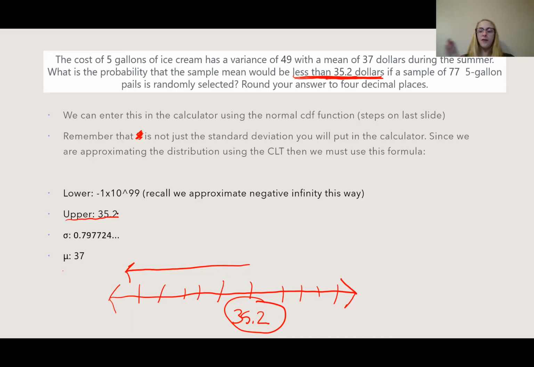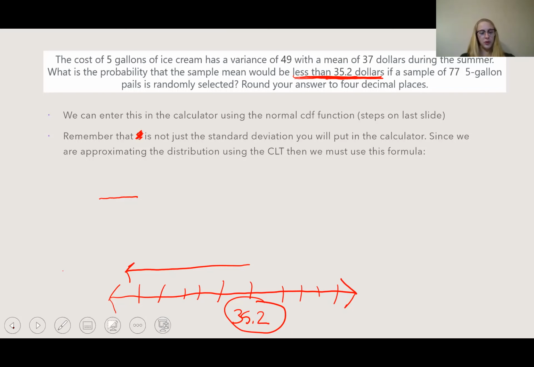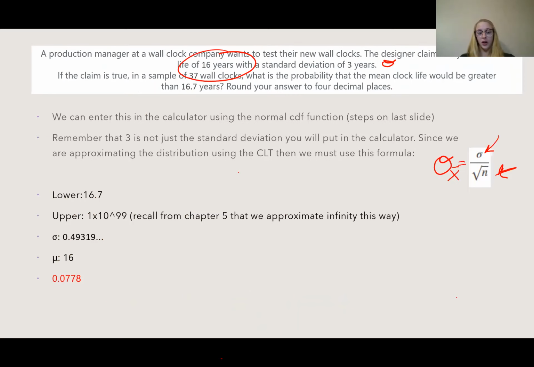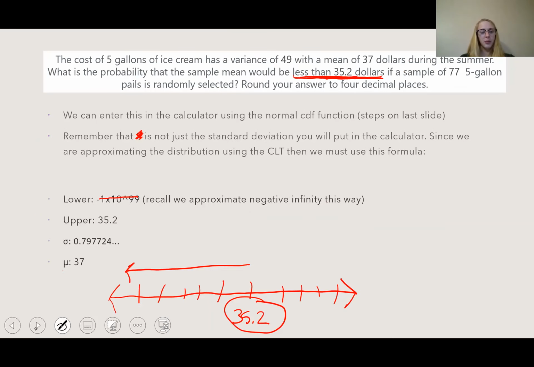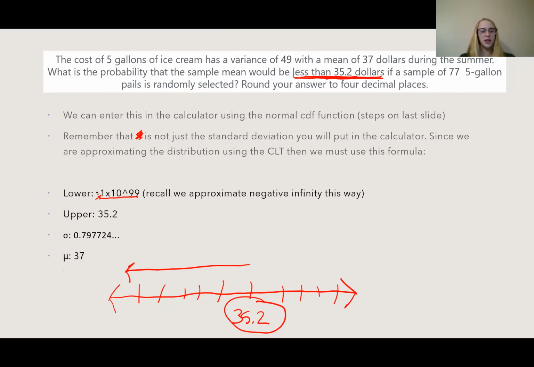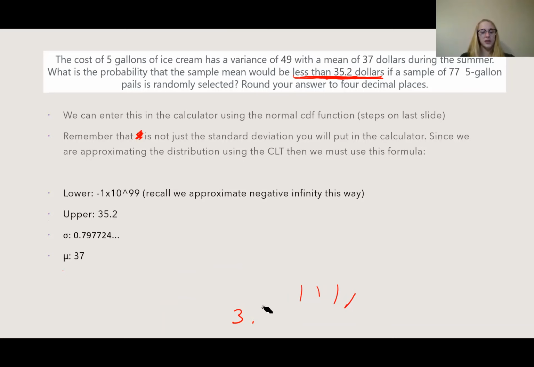Now, if we can have everything less than 35.2, that is why we can have negative infinity. So, like in the last problem where your upper bound was positive infinity, we can do the same thing, but in this case, we want it to be negative because we want everything smaller. So we approximate negative infinity by -1 times 10 to the 99th.